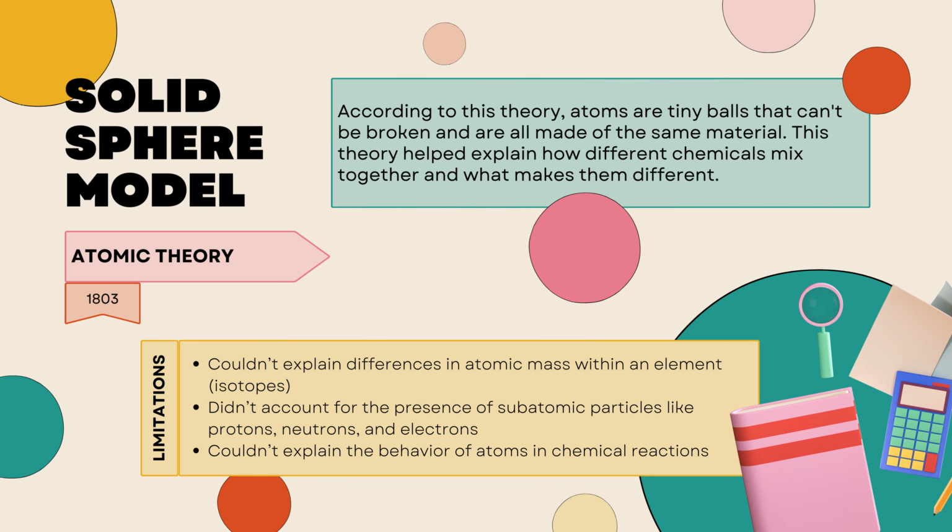Solid sphere model, atomic theory, 1803. According to this theory, atoms are tiny balls that can't be broken and are all made of the same material. This theory helped explain how different chemicals mix together and what makes them different.